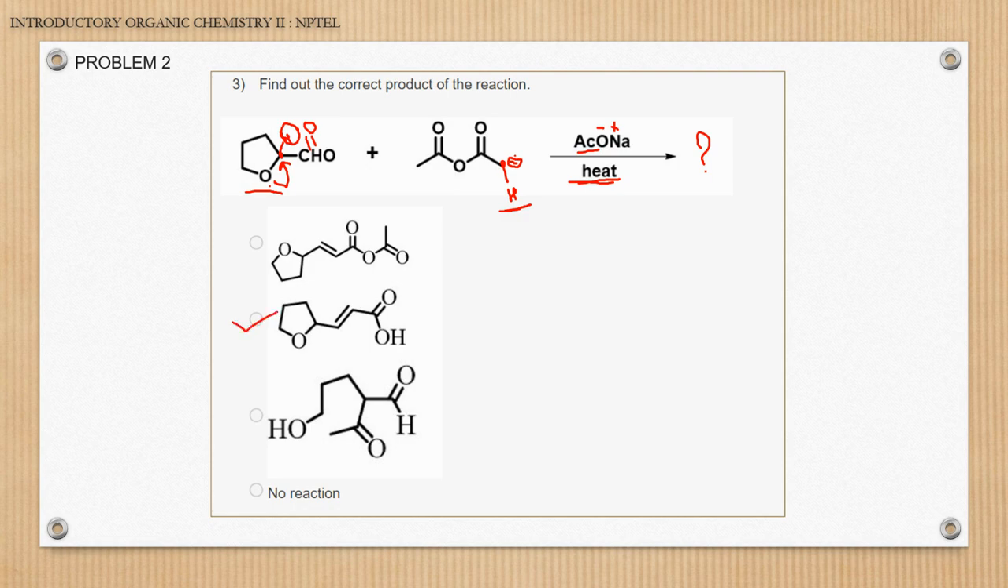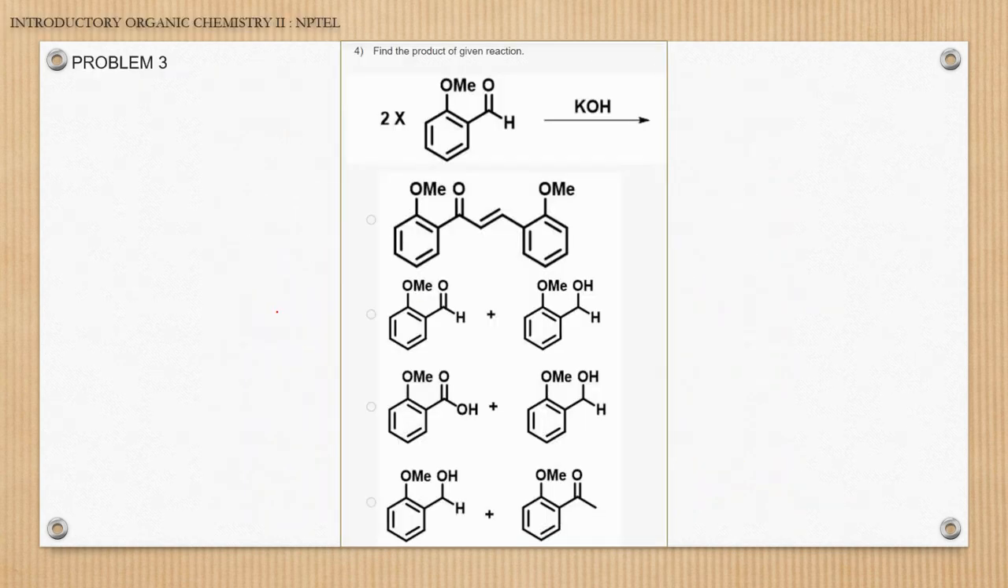Okay. So coming to problem number 3 now. In this, you have to find the product of the reaction. They have given you 2 equivalents of this substrate. So this is the reactant. They are telling you that you have 2 equivalents of this ortho-methoxy benzaldehyde, and they have treated it with KOH, that is a base.